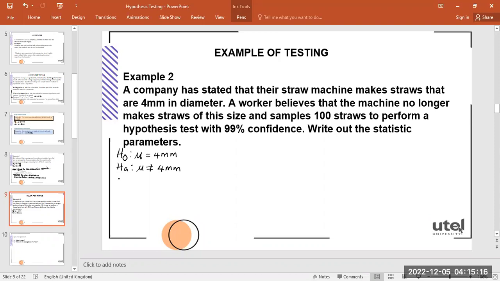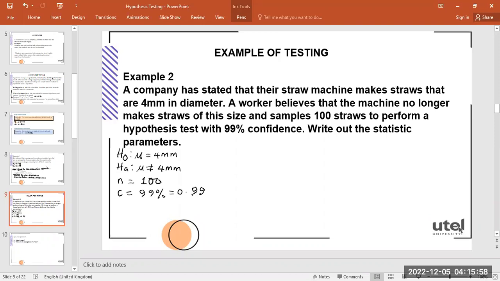Now we are also told that he went ahead and samples 100 of those straws. So in other words, our N is going to be equal to 100. And we are told that he performed the hypothesis test with a 99% confidence. So in other words, it means C, the confidence level, is equal to 99%, which in decimal can be written as 0.99.